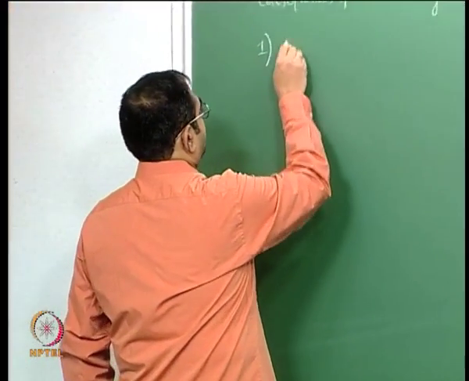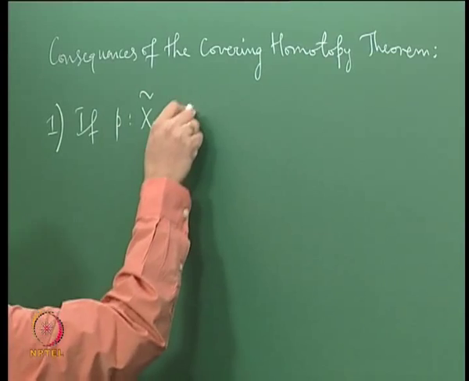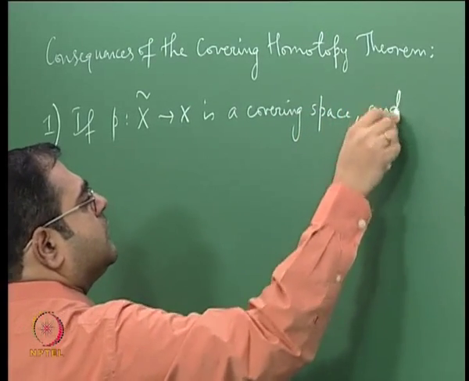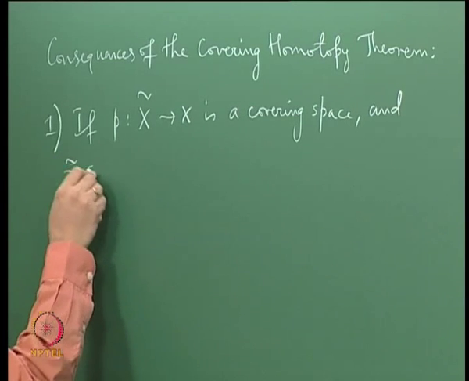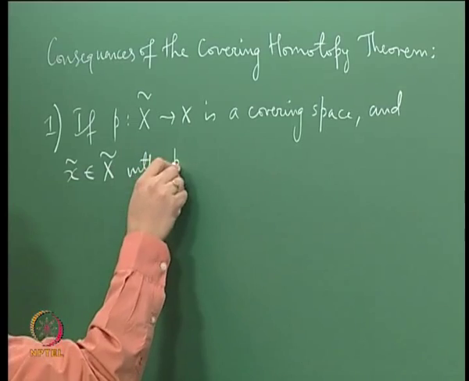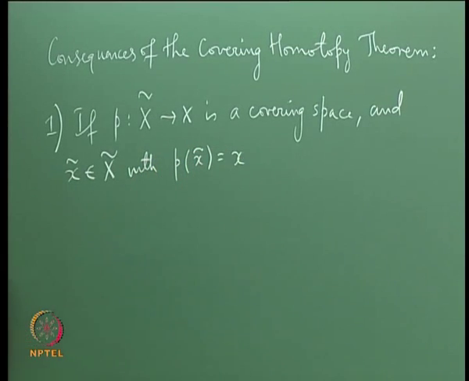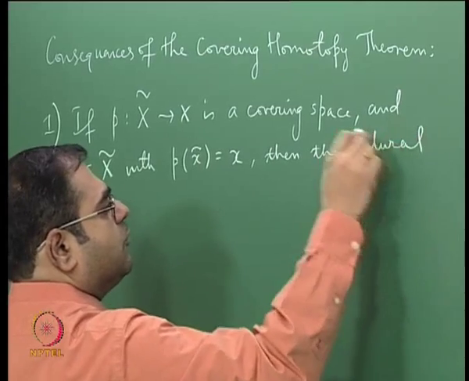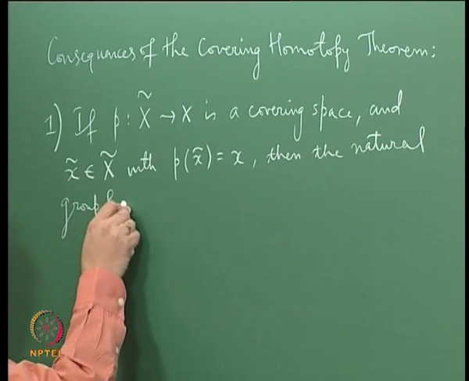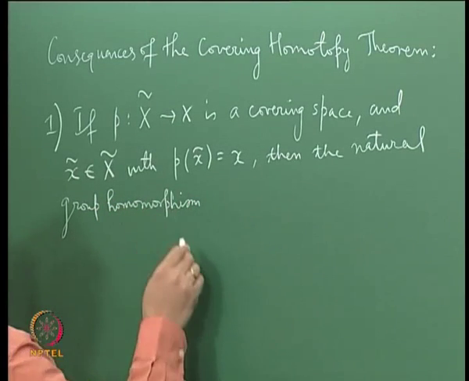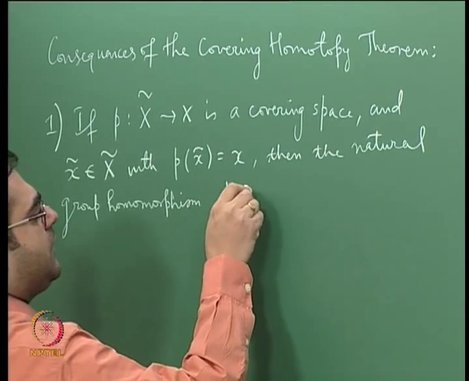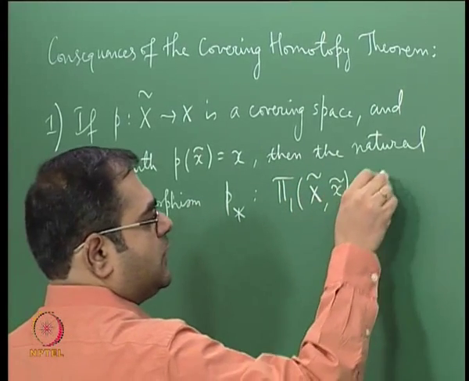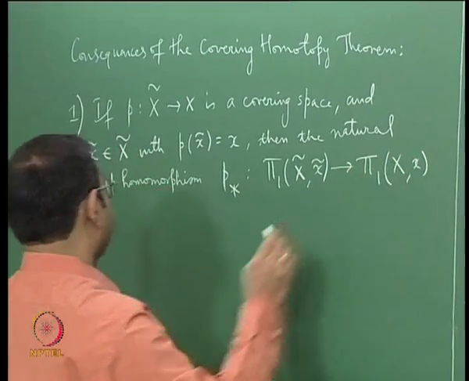Okay, so let me state that if P from x tilde to x is a covering space, and x tilde is a point of capital X tilde with P of x tilde equal to x, then the natural group homomorphism P lower star from the first fundamental group of the covering space based at the point x tilde to the first fundamental group of the base space based at the point x is injective.